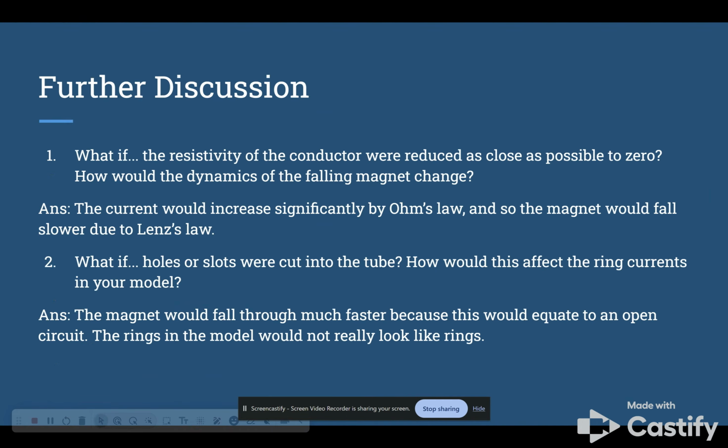So what if the resistivity of the conductor were reduced to almost zero? Then the current would increase significantly by Ohm's law, and the magnet would fall slower due to Lenz's law. And if there were any holes or slots cut into the tube, then the rings in the model wouldn't really look like rings, and the magnet would fall through much faster because this would equate to an open circuit.